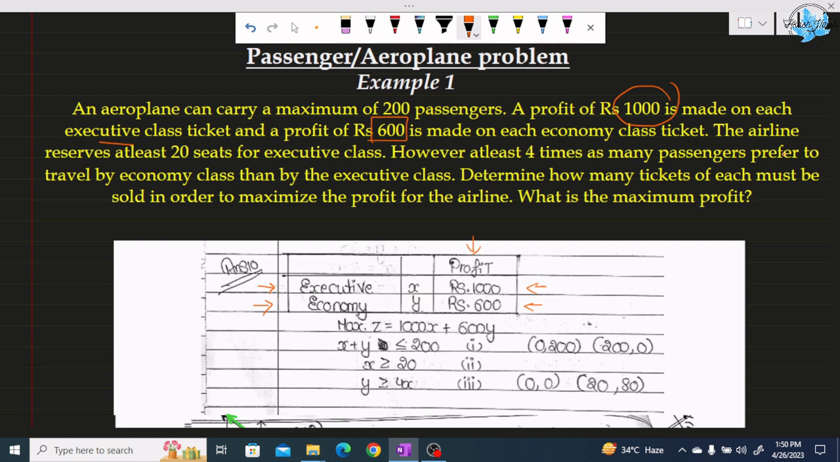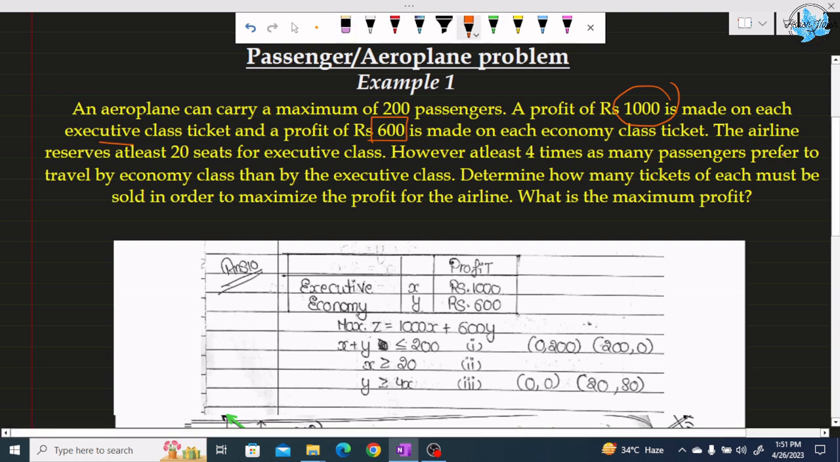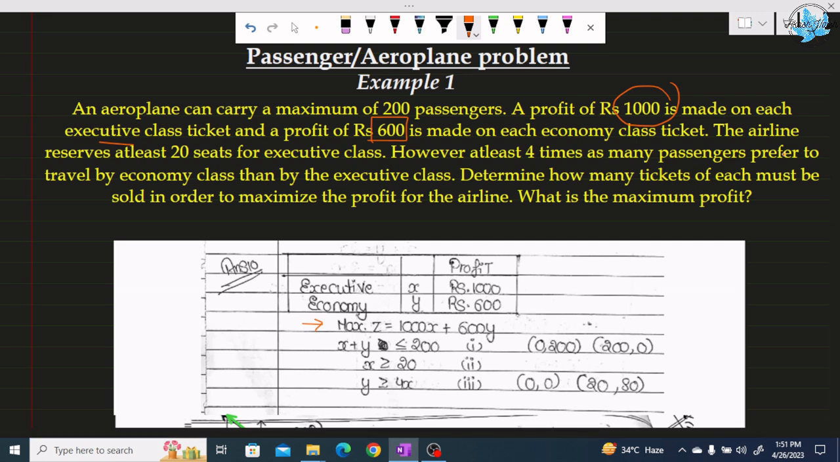Now we come to the objective function and the constraint part. This is your objective function, because the question asks about the maximization of the profit. So the maximization of the profit becomes your objective function, that is, maximize z equals 1000x plus 600y. So that's all for your objective function.